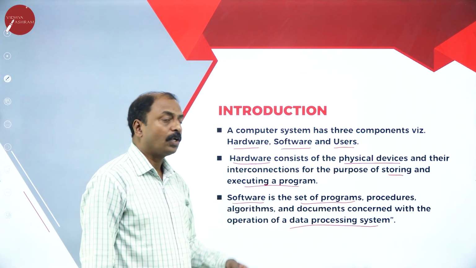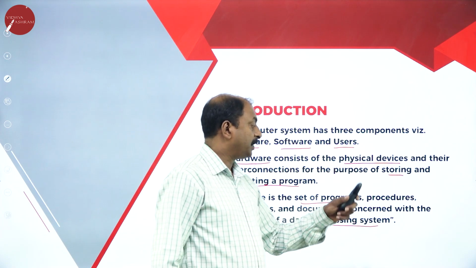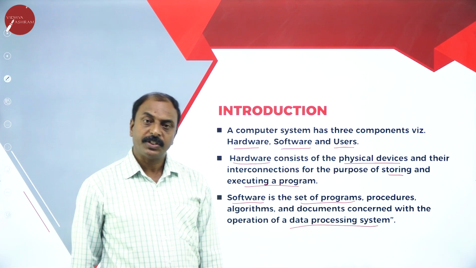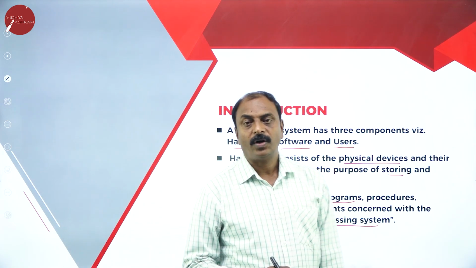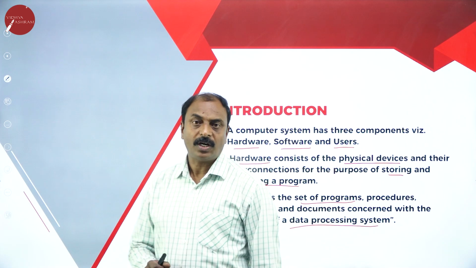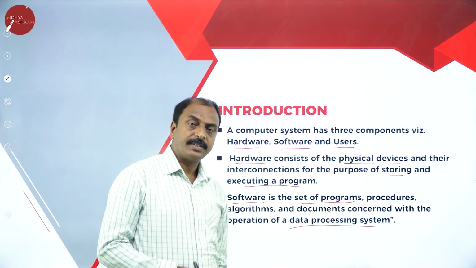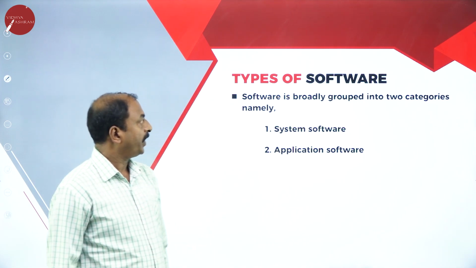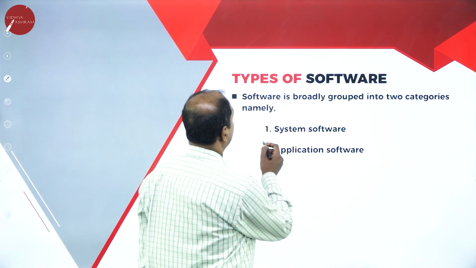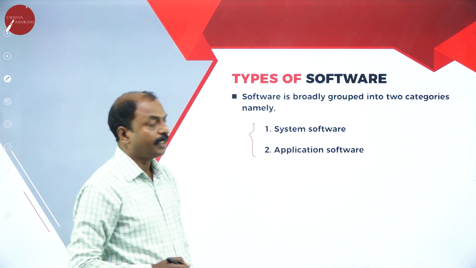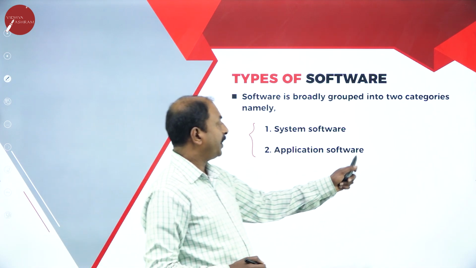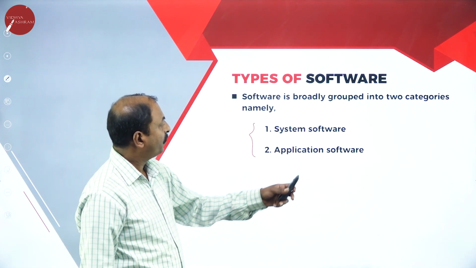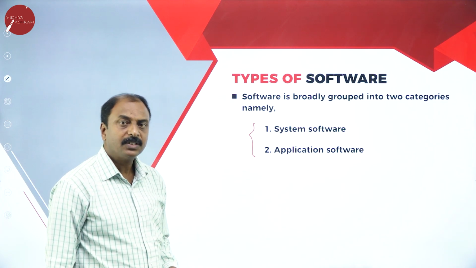Here, what is a computer program? It is nothing but a set of sequential instructions given to the computer for executing a specific task. So software is nothing but a set of programs. Now next, if you look at the types of software, broadly there are two categories of software: system software as well as application software.